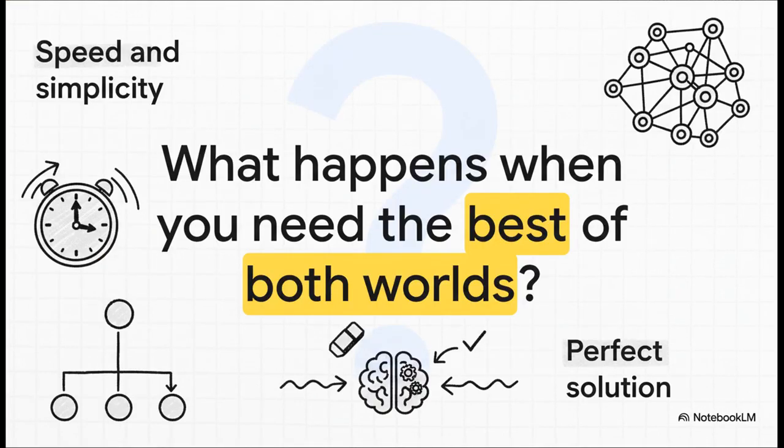We've got speed on one hand and the search for the perfect answer on the other. What happens when you need the best of both worlds? What if an algorithm could be fast, but also have the ability to go back and fix its earlier mistakes? What would that even look like? Well, that's a puzzle for another time.